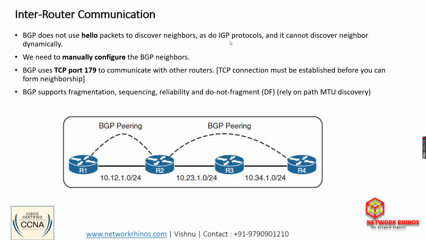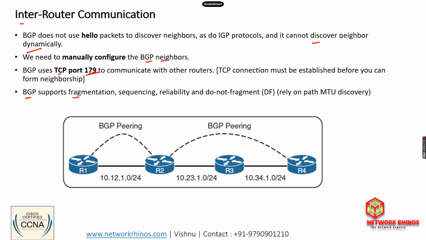Let's talk about some more information about BGP, like inter-router communication. As I told you, BGP does not use any sort of multicast IPs to become neighbors, so it cannot discover neighbors automatically. We need to manually configure who is my neighbor. And BGP uses TCP port number 179 to communicate with other routers. So whenever I want to form neighborship, it forms over TCP port 179.